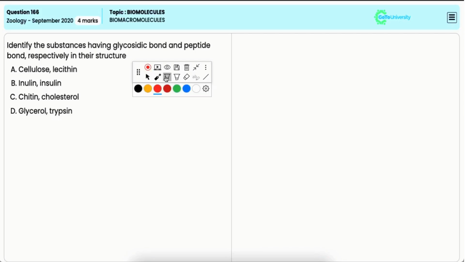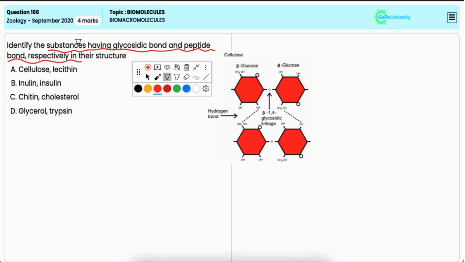In this question, you have to identify the substances having glycosidic bond and peptide bond respectively in their structure. Option A, cellulose and lecithin. Now, cellulose is a polysaccharide which is made up of glucose units which are linked by glycosidic bonds.